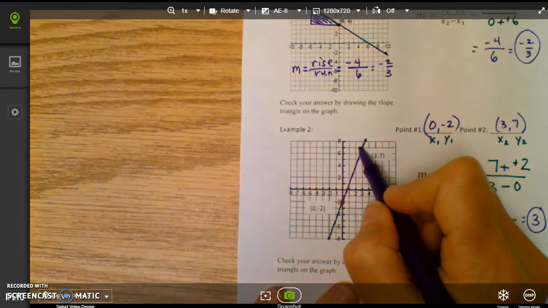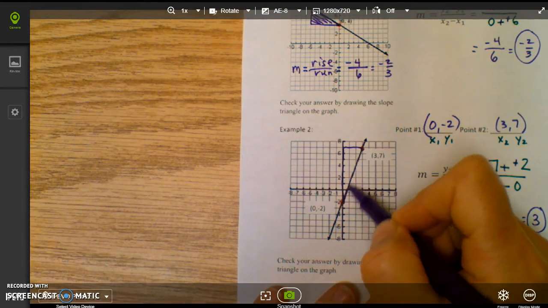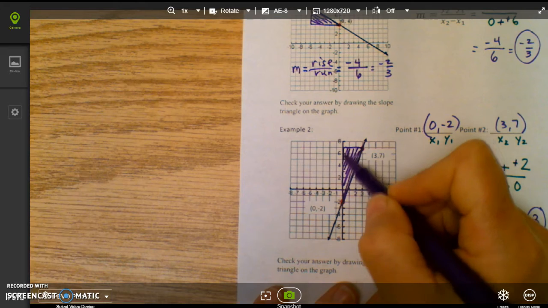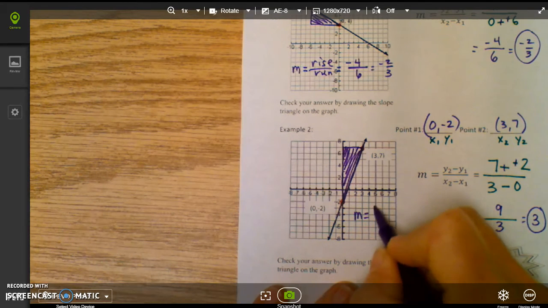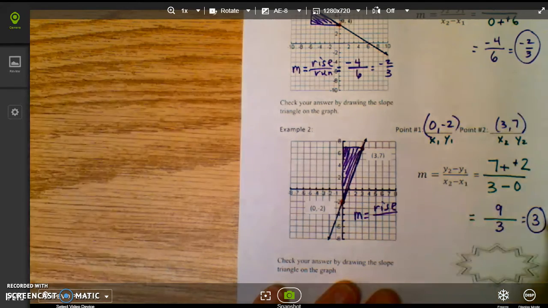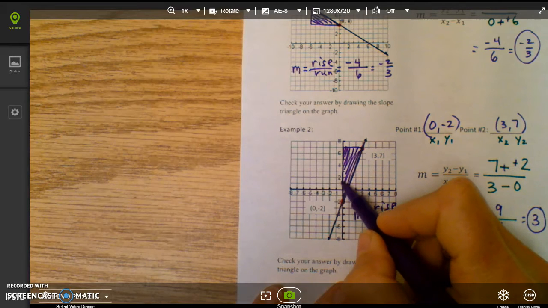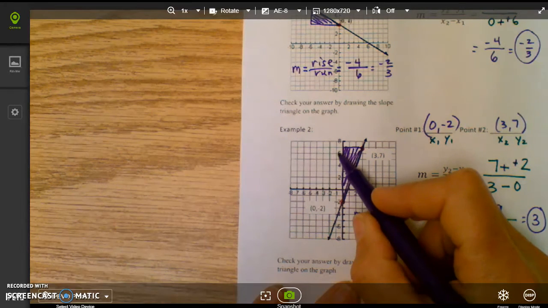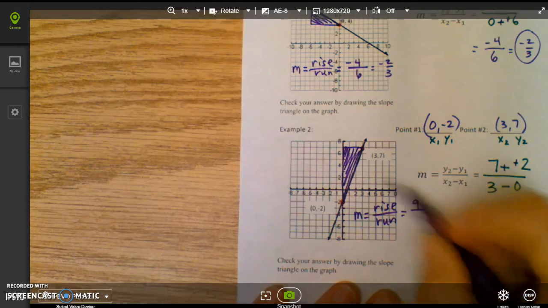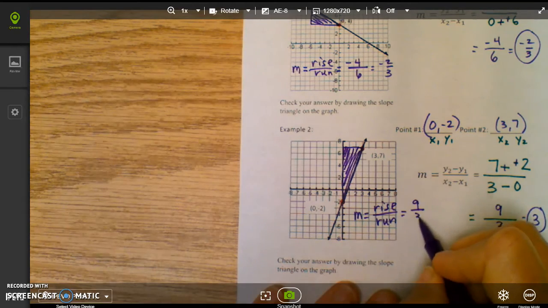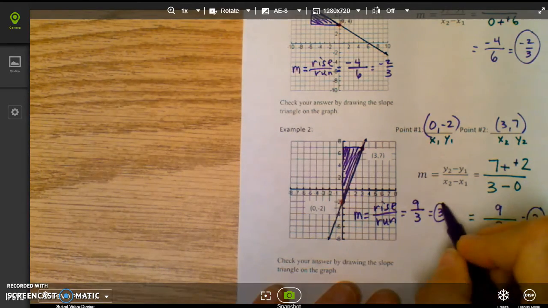So over here on the graph, we're going to take one last time to review that the slope triangle really does give us a slope that matches what we found with our formula. So in this slope triangle, 1, 2, 3, 4, 5, 6, 7, 8, 9, it is a rise of 9, and it is a run of 3. So 9 over 3 reduces.